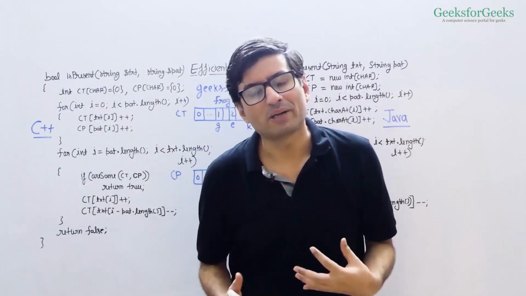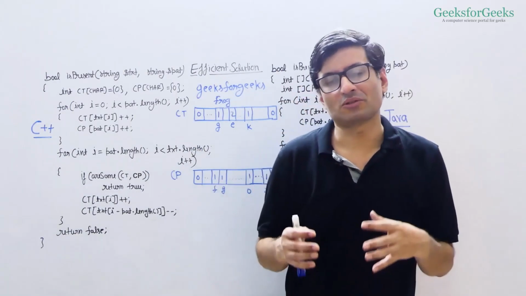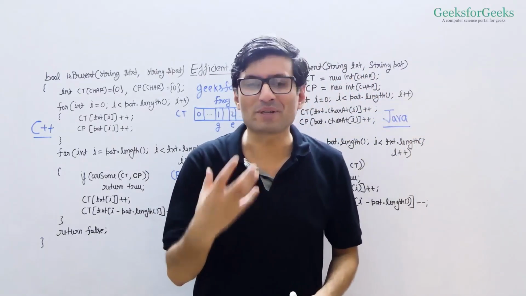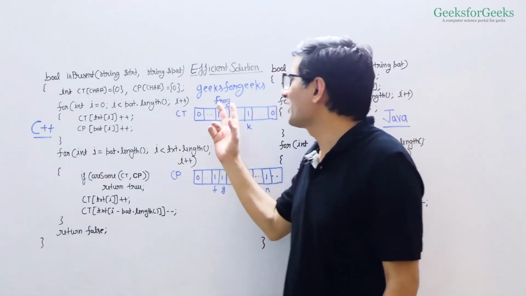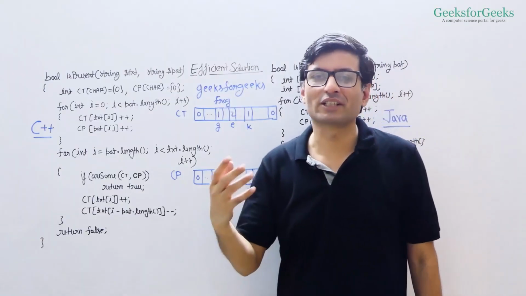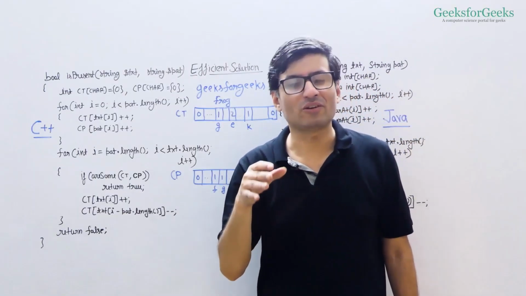Let us now talk about an efficient solution to solve the problem. This efficient solution is similar to the naive solution. It's basically an optimization over the naive solution. The idea is same. We are going to slide this pattern over the text one by one, and then we are going to compare if the current window of the text matches with the pattern or not.